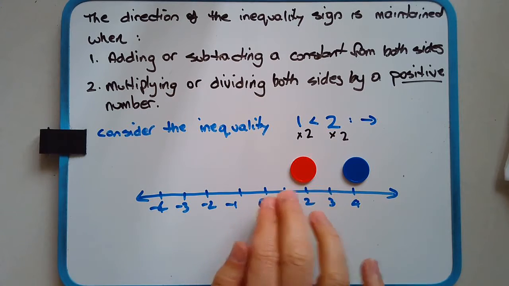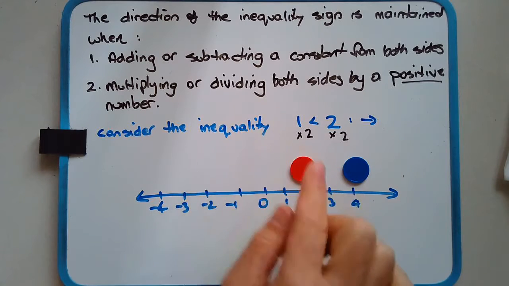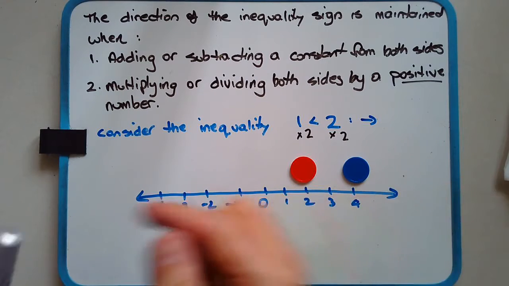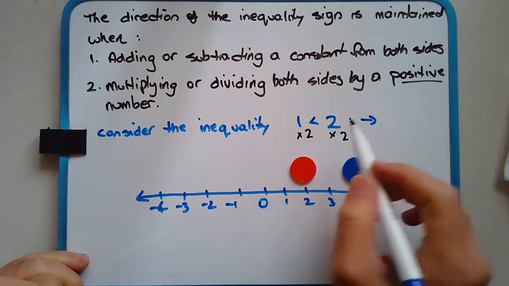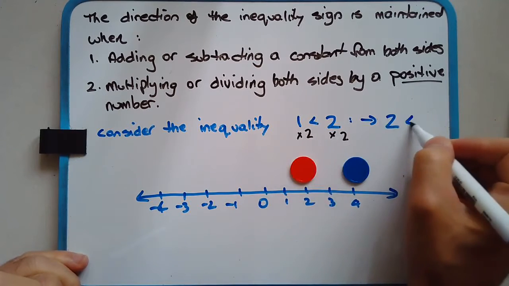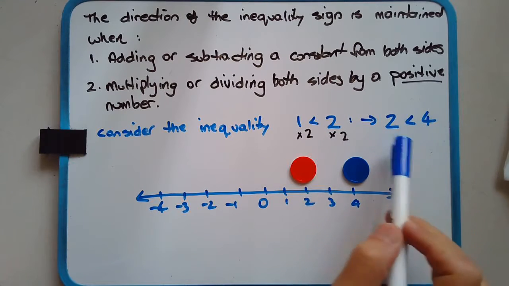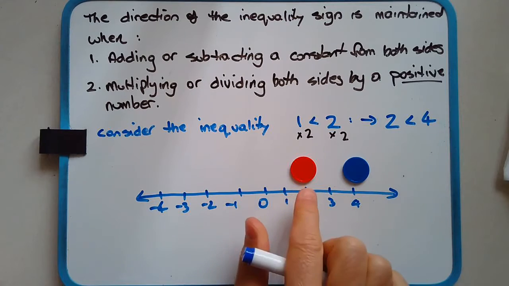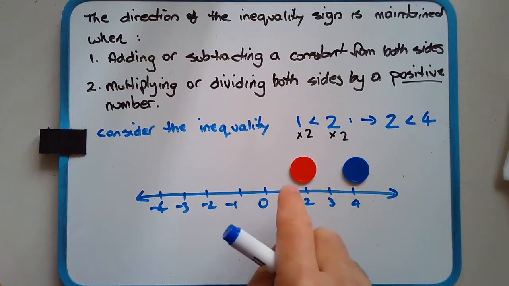Originally the gap was 1. Now the gap is 2. But the red counter, which represents the 1, is still to the left of the blue counter. The red counter hasn't overtaken the blue counter, and that's what's important. So multiplying both of these numbers by 2, we end up with the inequality 2 less than 4. The inequality is still maintained. We don't have to change the direction of the inequality sign. And again, the blue counter is still in front of the red.